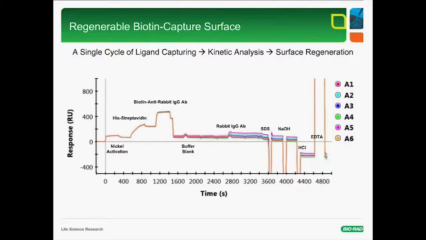So this sensorgram shows the whole workflow. First, we activated the HTG or HTE sensor chip surface with nickel sulfate solution, and then we captured the his-tag streptavidin, and then we used this his-tag streptavidin to capture the ligand, which is biotin-related anti-rabbit IgG antibody, and then we measured the interaction between the ligand and the analyte. The analyte is rabbit IgG antibody, and then we regenerate the surface to remove the his-tag streptavidin, the ligand, and analyte, so you are able to go to the next cycle of interaction analysis.